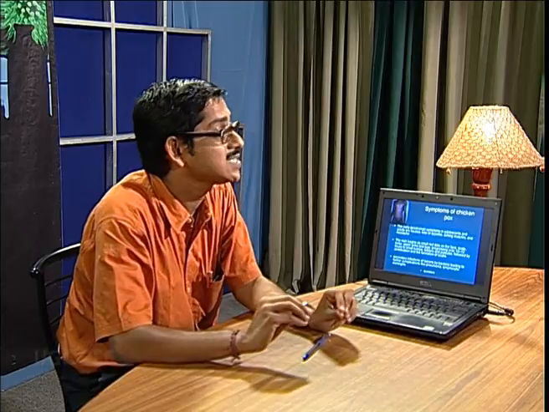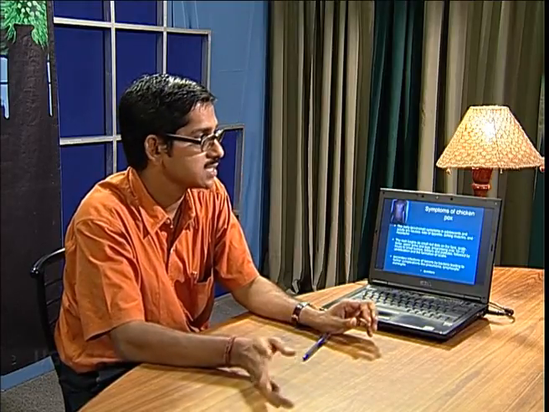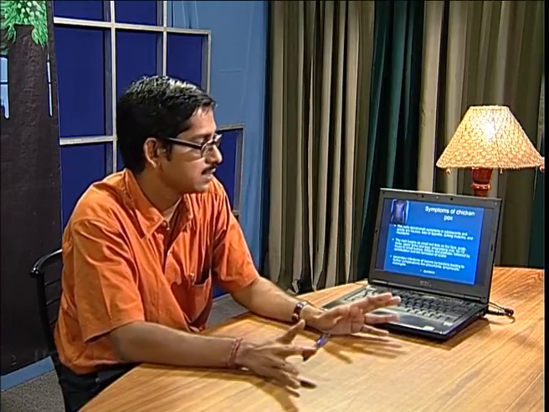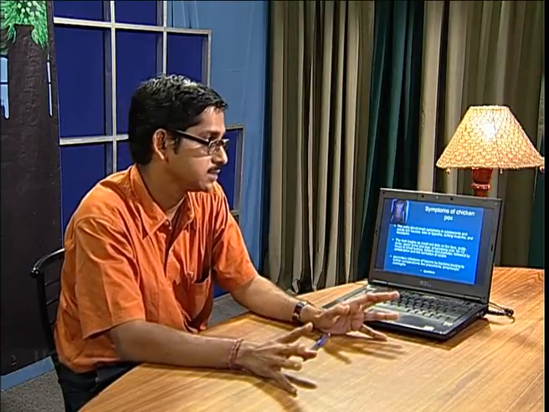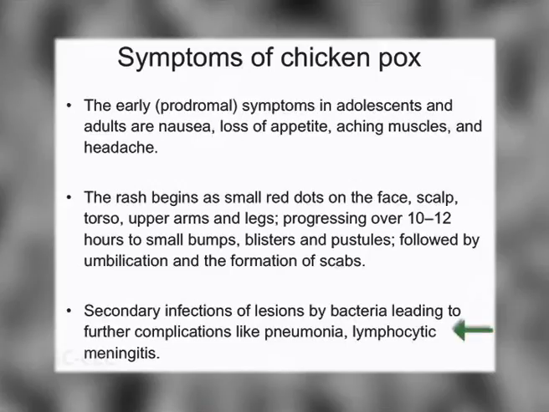Now once the blisters burst and after the organism gets out, then they are fine. You will not get infected. However, these individuals can suffer secondary infections, mostly bacterial infection, leading to complications like pneumonia, lymphatic meningitis, and so on. So once we have chickenpox, we should keep the patient aware, isolated in a good environment, and feed him, and be very careful about the secondary infections.